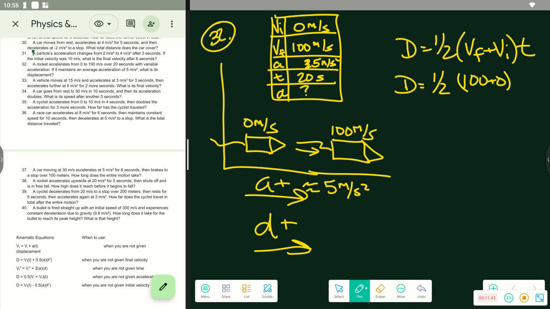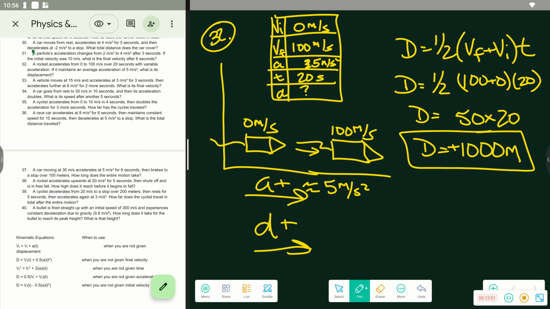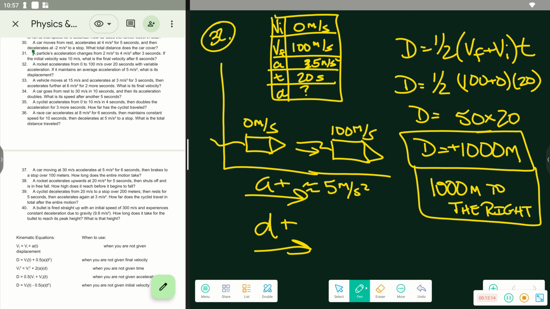So final velocity 0 plus 100, 1/2 of that times T. So what's 1/2 of 100? 50 times 20. What does D equal? It's 1,000 meters. A positive 1,000 meters. Okay, or you could say 1,000 meters to the right. Okay? You're done. 32 is done. There's nothing else you need to do here.